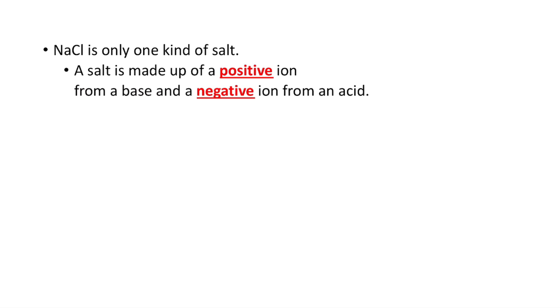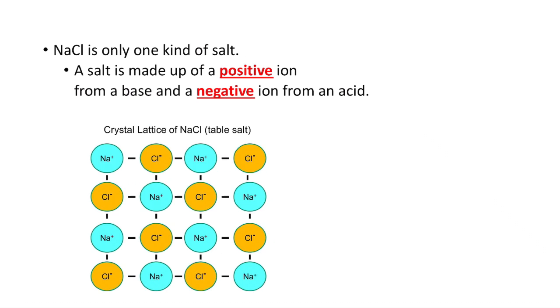So any ionic compound is potentially a salt, but it's only a salt based on how it was formed. So it needs to be in an acid-base reaction in order to be a salt. So we talked about sodium chloride and how ionic compounds form crystal lattice structures. So this is just an image of that again. So table salt forms a crystal lattice.